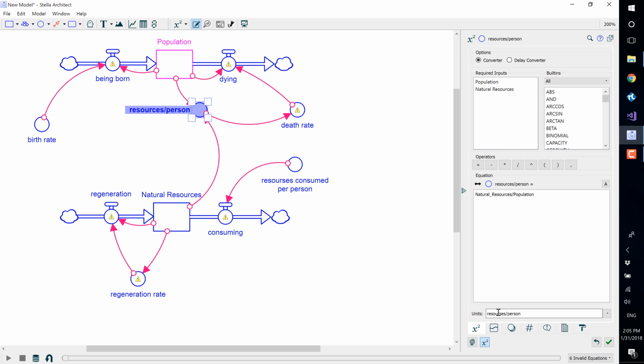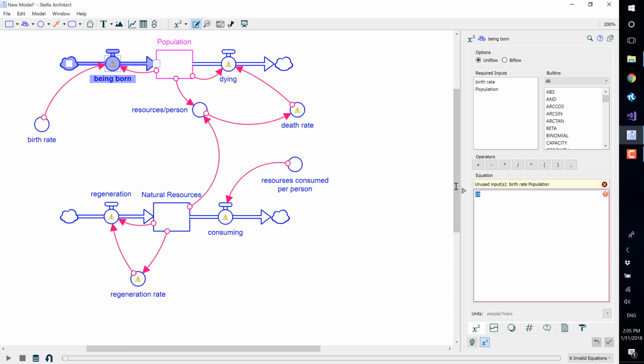Define the being born flow. You can remove the initial constant and use the required inputs. So the equation for this would be population multiplied by birth rate. And the software will input units for you.